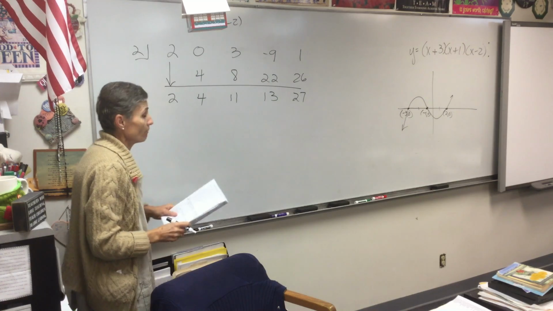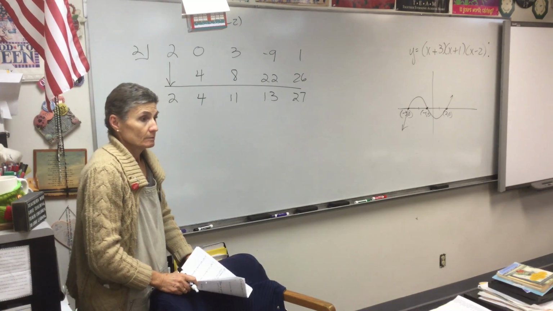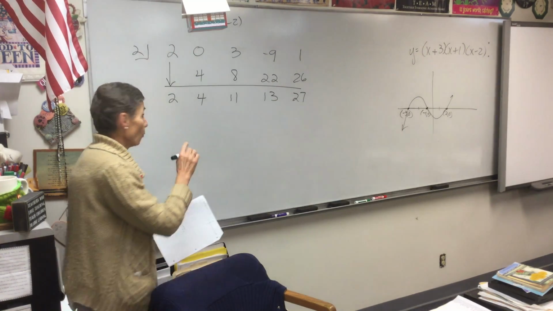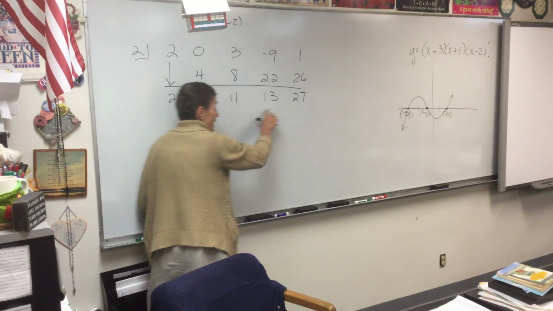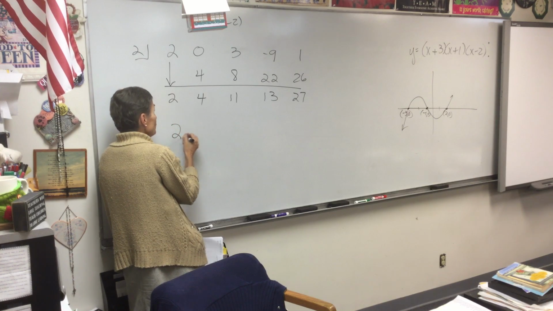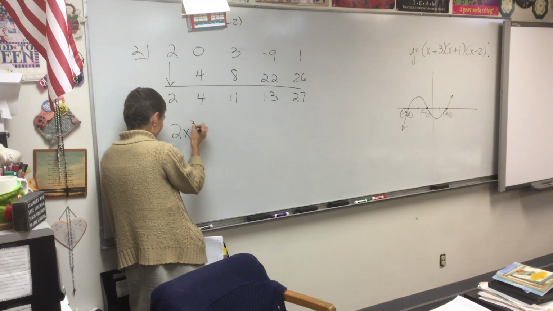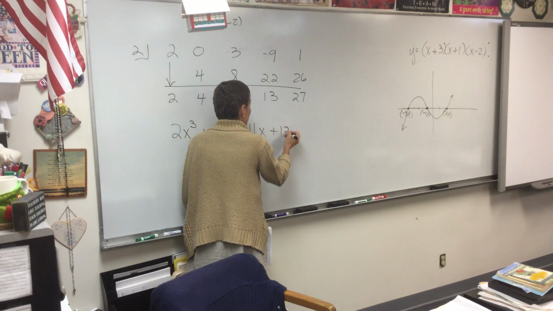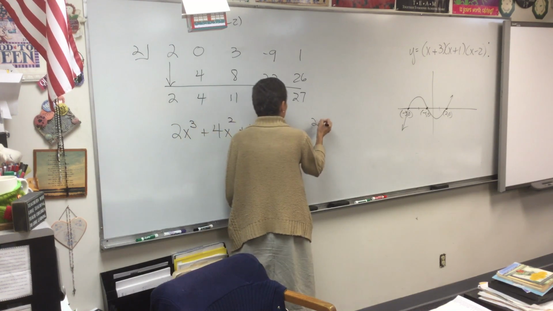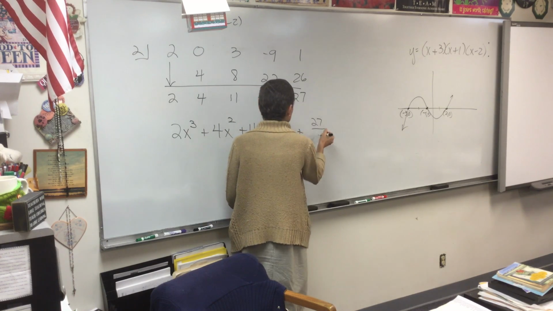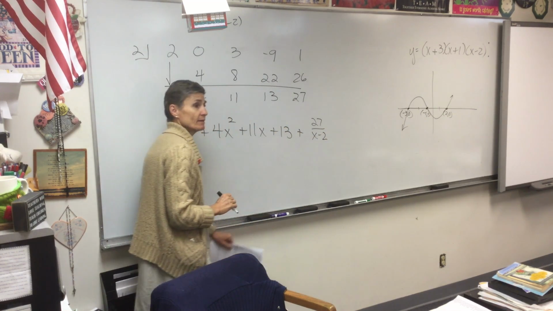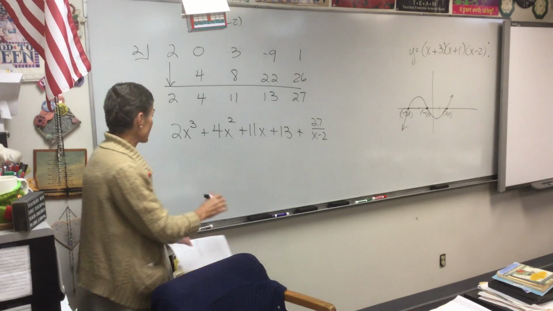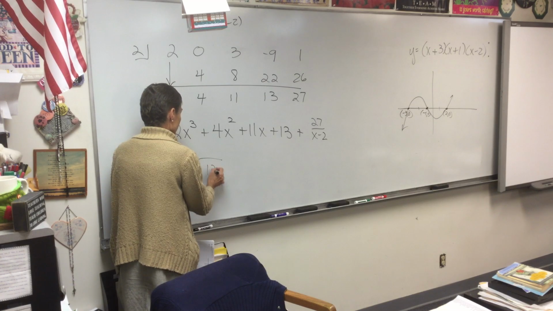Now, I did that awfully fast. I heard that. That's what I got. What does this represent now? This is 2x to the third, right? Because when you do synthetic division, you drop it down one power. This is the remainder, so we can write 27 over x minus 2. Just like when you do regular division.